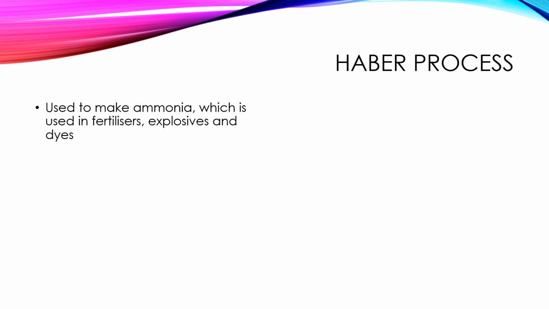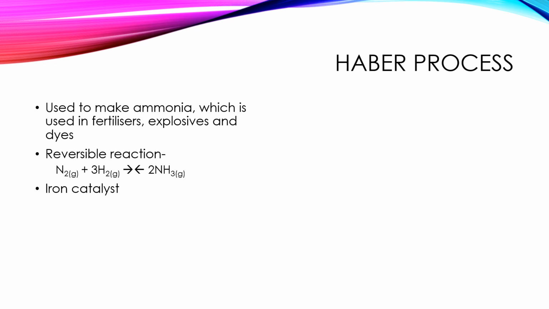Now, as I mentioned at the beginning, we are going to talk about the Haber process. Now, this is a really important example of how catalysts are used in industry. It is used to make ammonia, and ammonia is used in fertilizers, explosives, dyes, and many other things. Now, it is a reversible reaction, as shown below. It uses an iron catalyst, pressures of about 200 atmospheres, and a temperature of about 450 degrees.